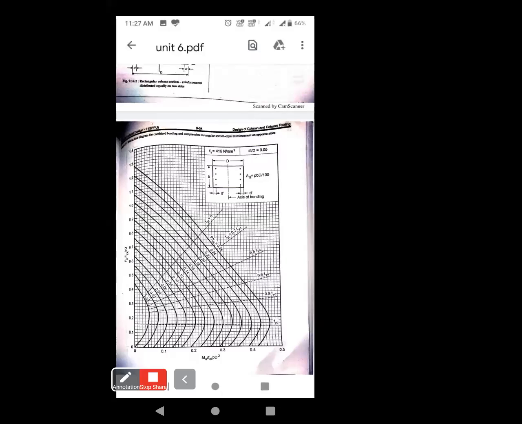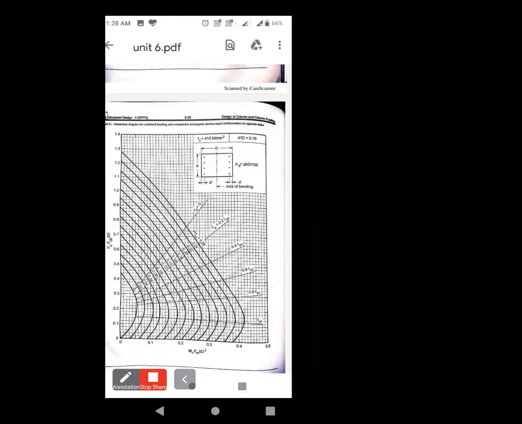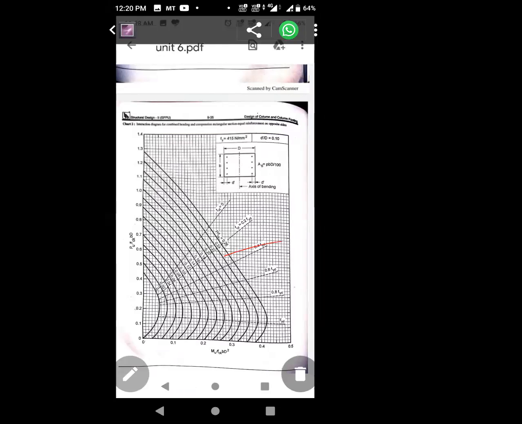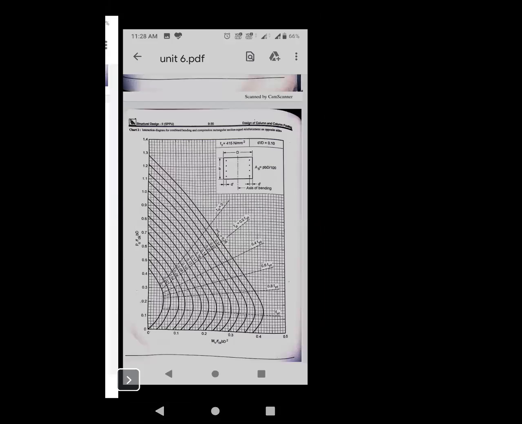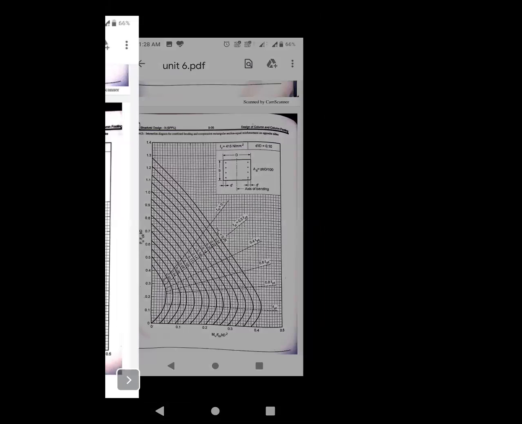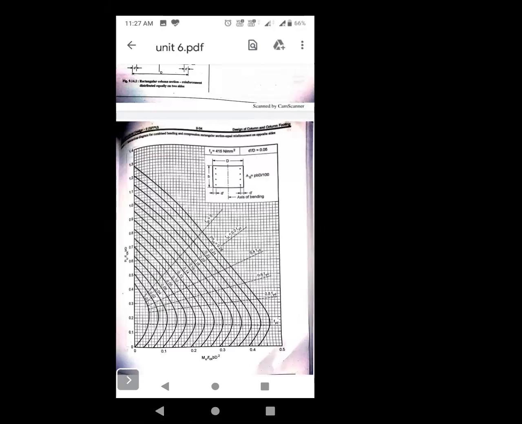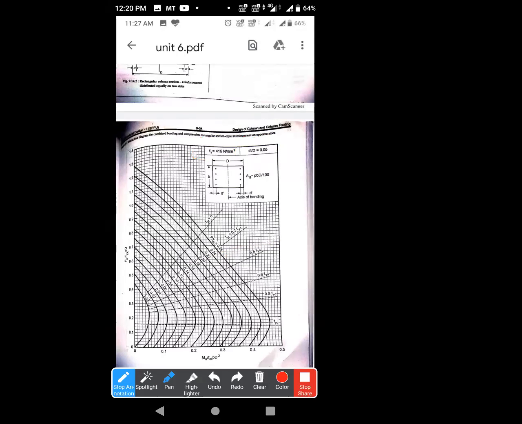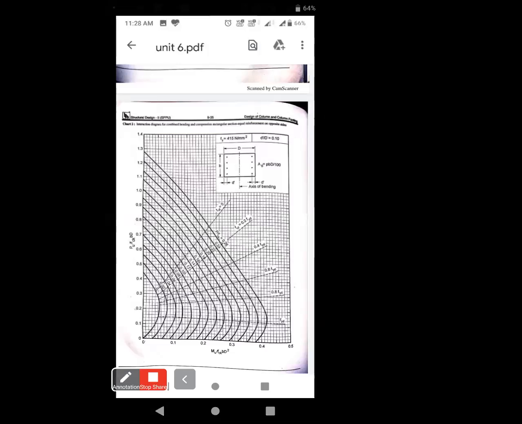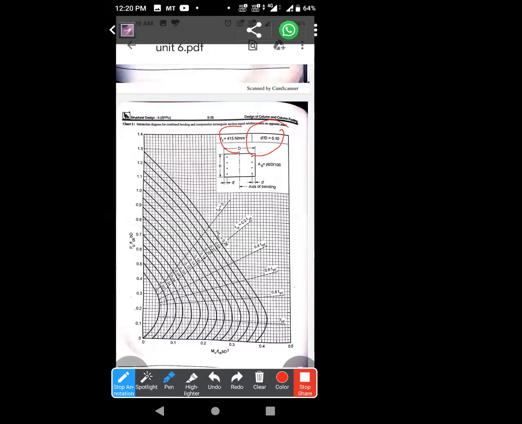Okay, see here, this is the chart number 1 for d dash. First is for d dash upon d 0.05. Okay, this chart number is made for Fe415. The second is the same, but the grade will be the same and d dash upon d is going to change. This is the chart for d dash upon d equal to 0.10. This is the interaction diagram for that.